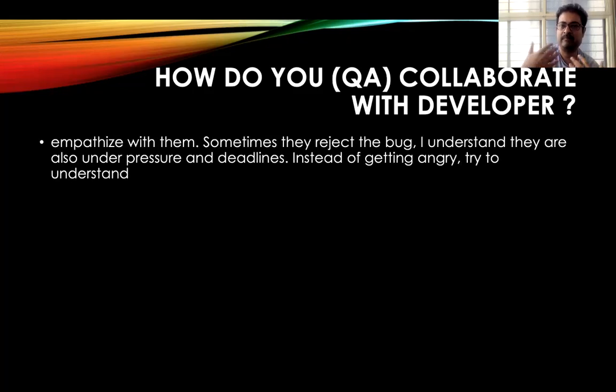Second thing is empathize with them, understand them. Don't take things personally. Sometimes the dev and QA teams fight, and things get personal, right? And the fighting goes on in Jira, Bugzilla, or the bug ticketing system, right? The QA pushes to Dev, Dev pushes back to QA. So avoid that kind of thing.